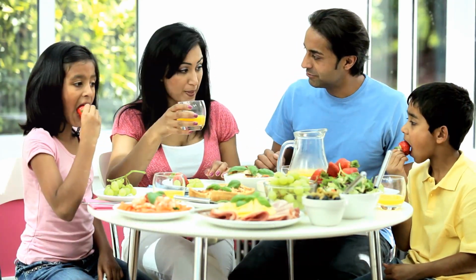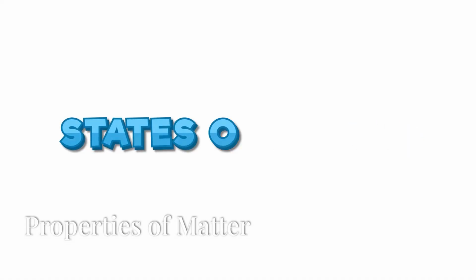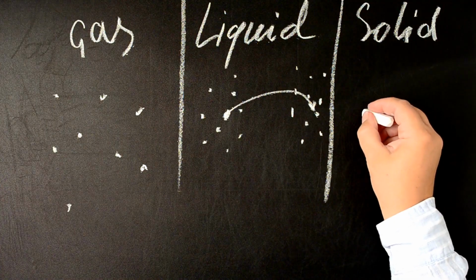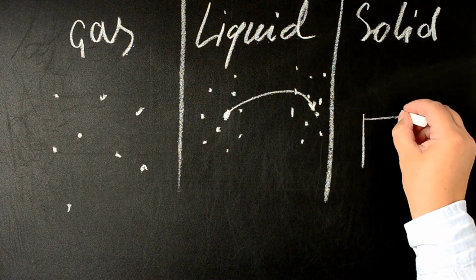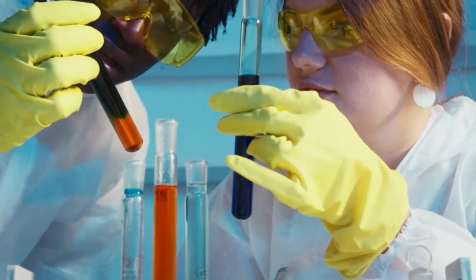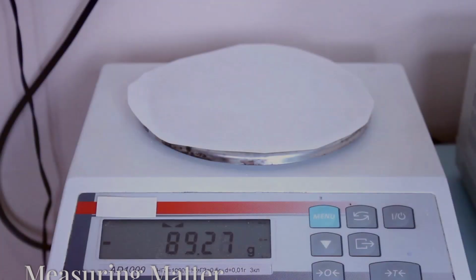Everything around us is made of matter, from the air we breathe to the food we eat. Matter comes in different forms, and each form has its own special properties. These properties help us figure out what something is made of and how we can use it. Some properties of matter include its size, shape, and how it feels.